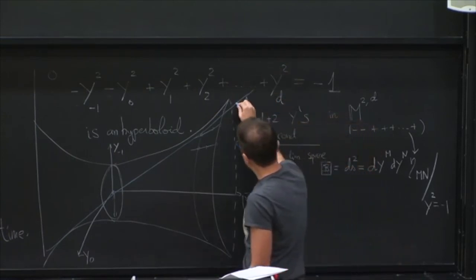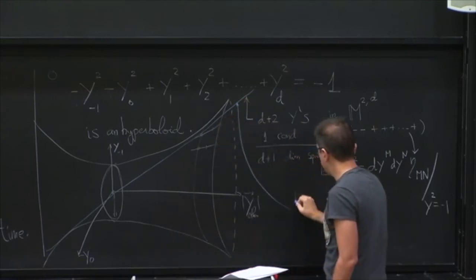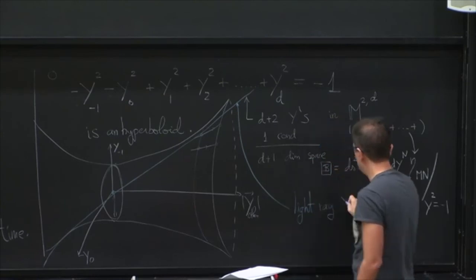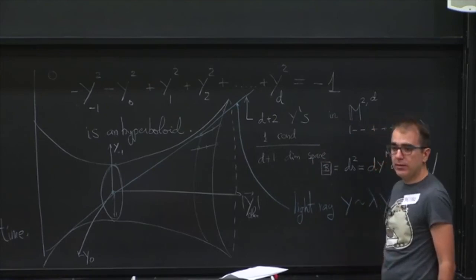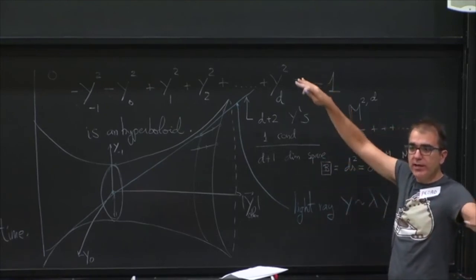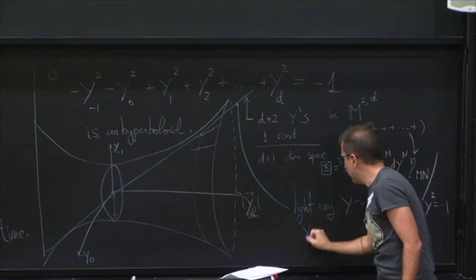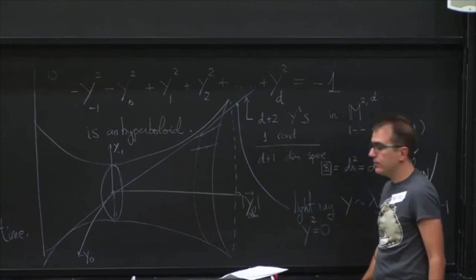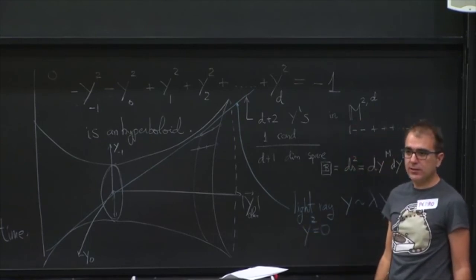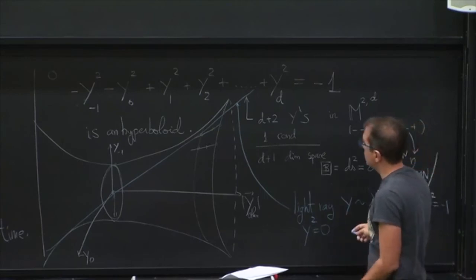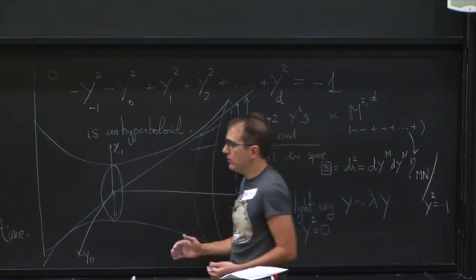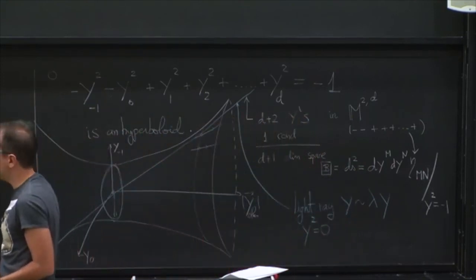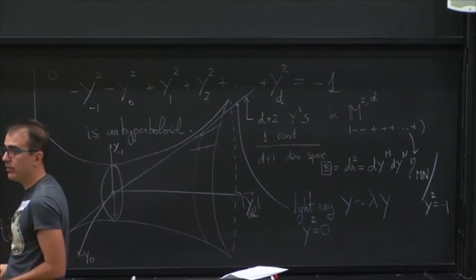And so to each light ray, what's a light ray? A light ray is a set of points y that are identified. y is the same as lambda y, right? Because it's a ray, and y squared equal to 0. It's of light. And the boundary of this space-time is the set of light rays. Right? Each light ray represents where each point approaches at that boundary.